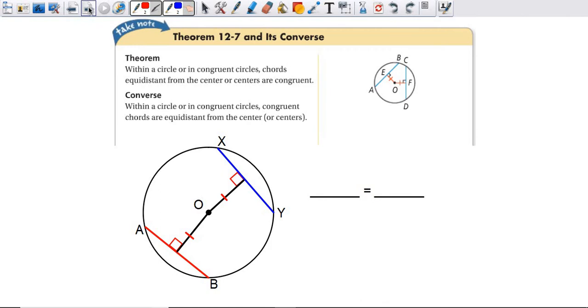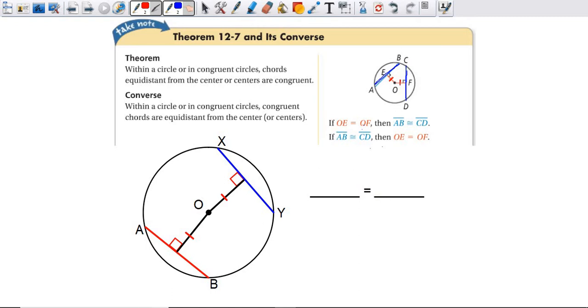All right, 12.7. Within a circle or in congruent circles, chords equidistant from the center or centers are congruent. So basically, if OE was congruent to OF, which is marked here and here, then AB, this length here, is congruent to CD here. So those chords are going to be congruent, or vice versa.